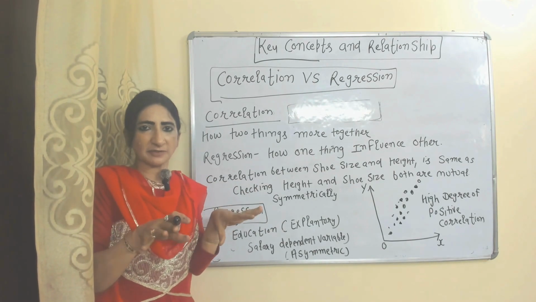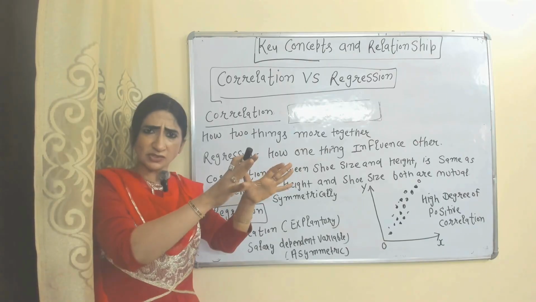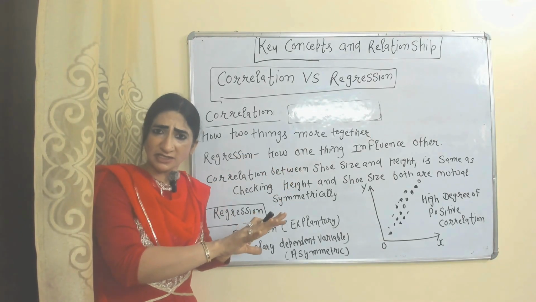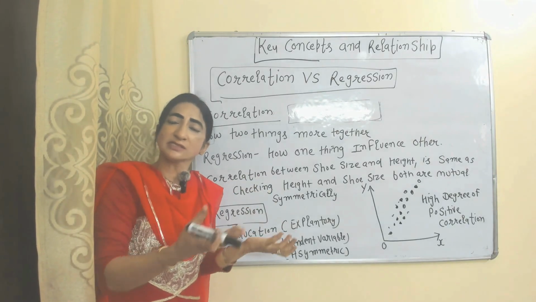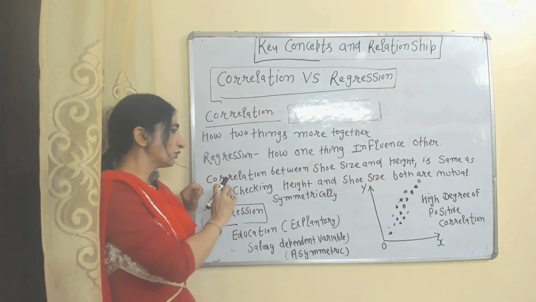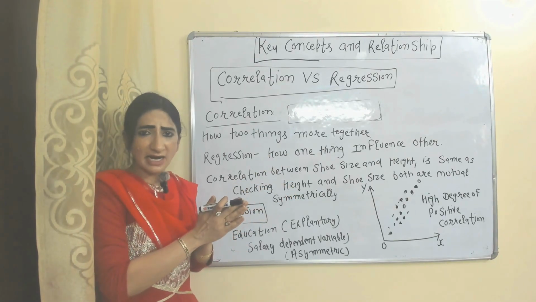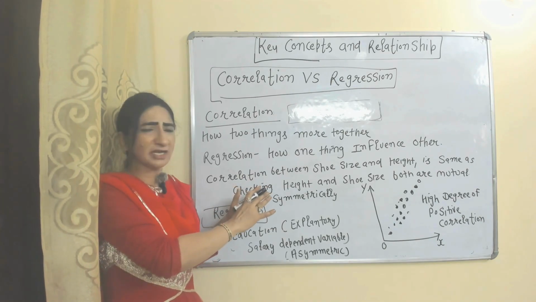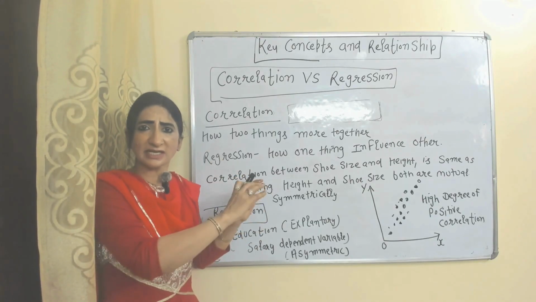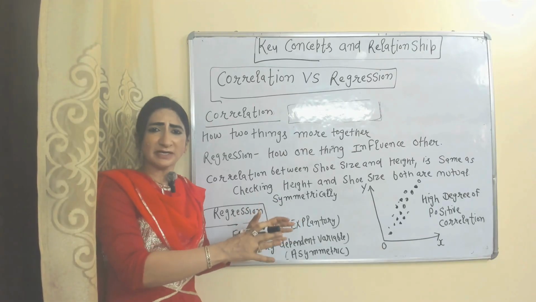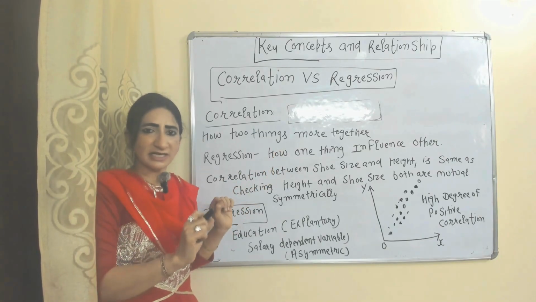Correlation versus regression. Correlation shows how two things move together. It just shows that some connection exists. But regression shows how one thing influences another. For example, the correlation between shoe size and height is the same as checking height and shoe size, meaning both variables are mutual, both variables are the same, equal. There is a symmetric connection, and there is no separate dependent variable or explanatory variable. So it shows a symmetrical connection.